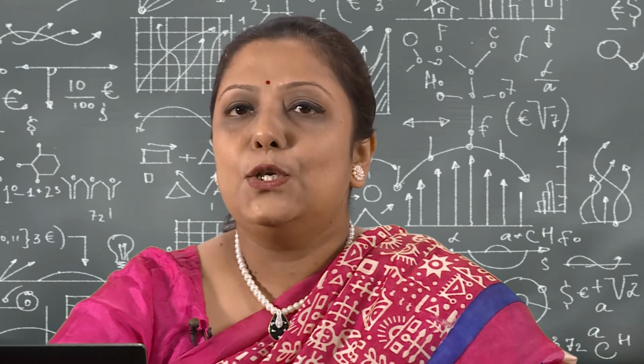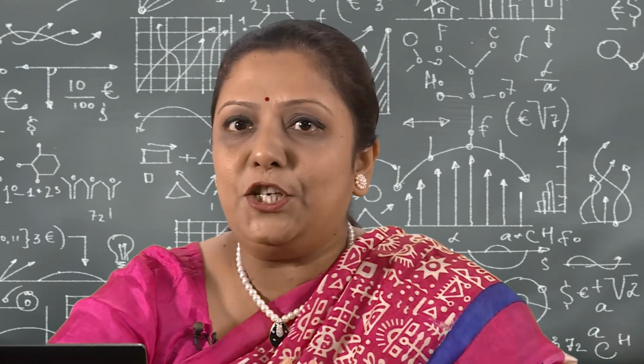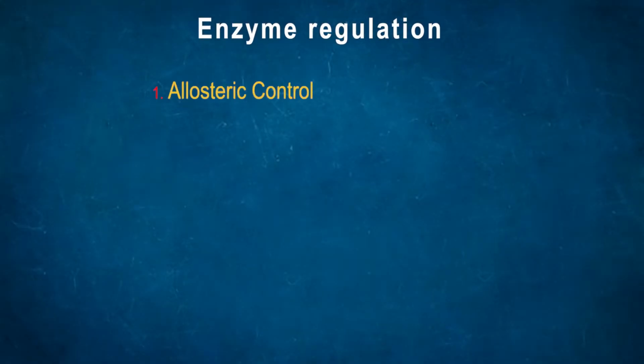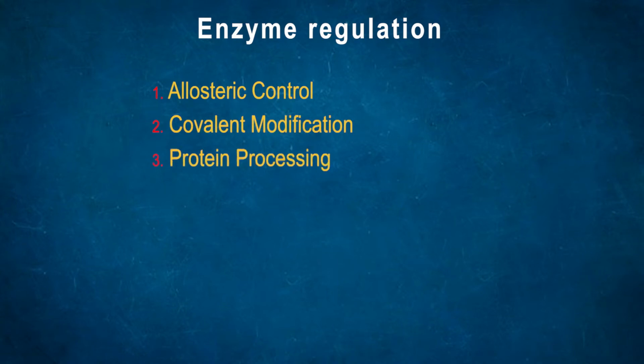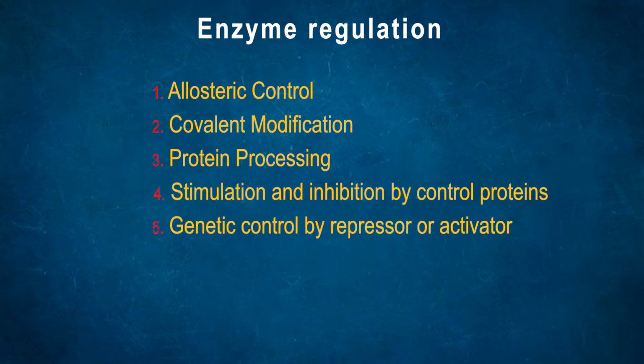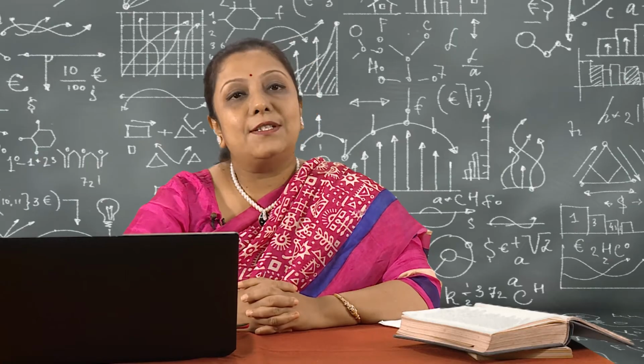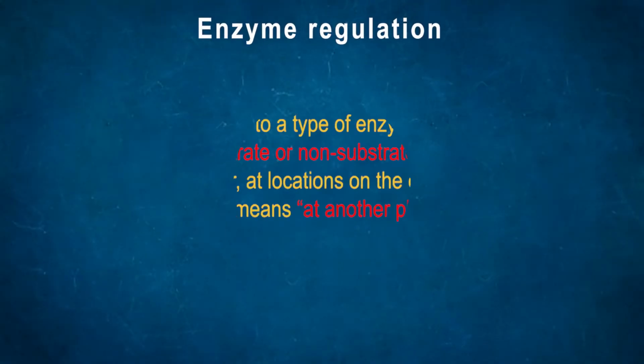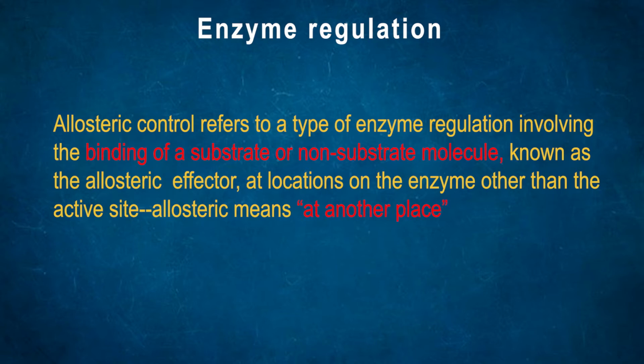Enzyme regulation. When I discuss enzyme regulation, it will include allosteric control, covalent modification, protein processing or zymogen activation, stimulation and inhibition by control proteins, and genetic control by repressor or activator. Allosteric control or regulation: allosteric control refers to a type of enzyme regulation involving the binding of a substrate or a non-substrate molecule, known as an allosteric effector, at a location on the enzyme other than the catalytic or active site.